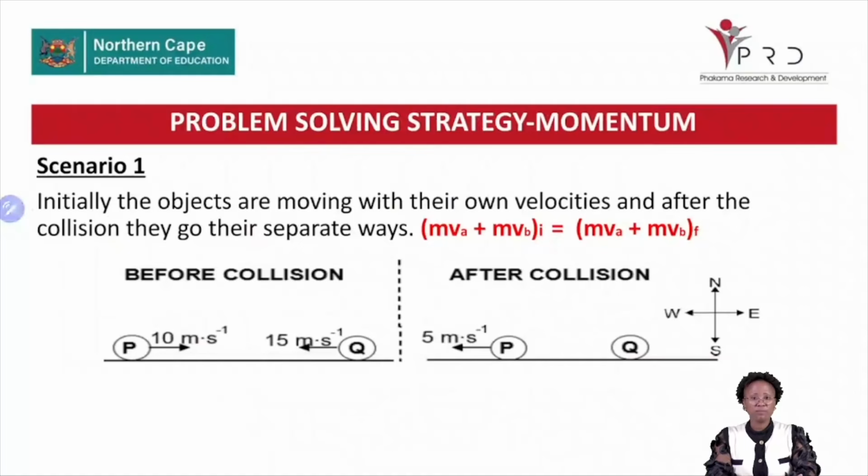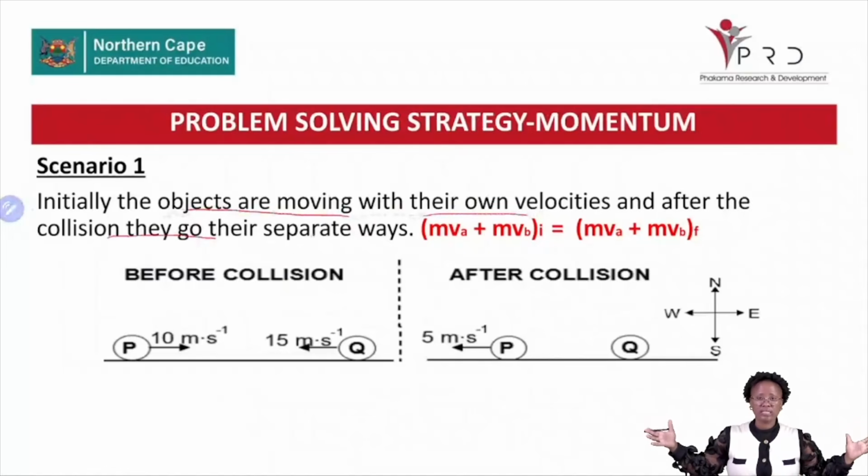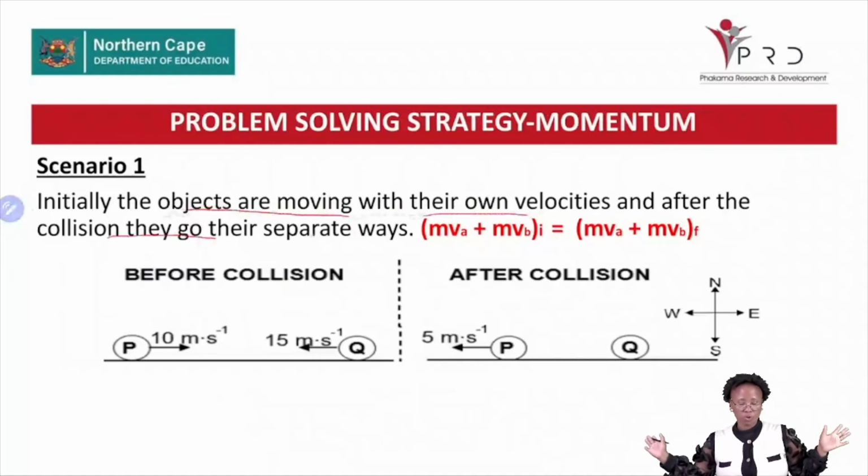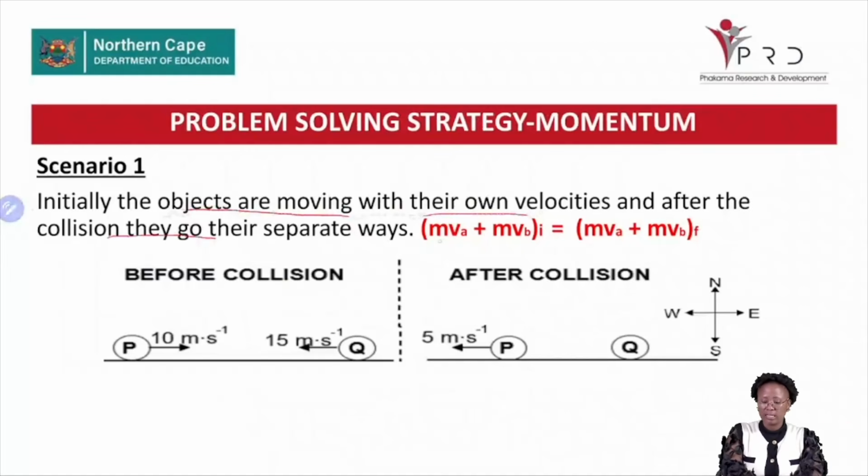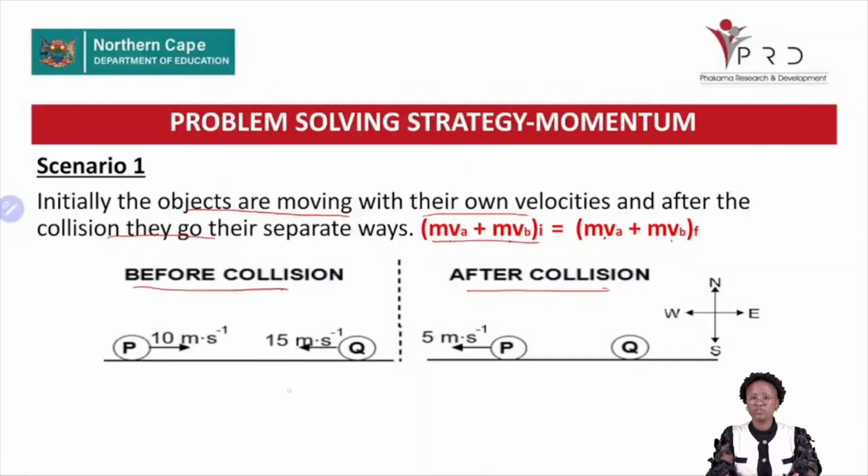Now, when I practice momentum, normally I practice it in different scenarios. I look at 3 types of scenarios. Firstly, initially the objects are moving with their own velocities, and after the collision, they go their separate ways. Like I have objects P and Q moving with their own velocities. They collide. After the collision, they go their separate ways. How do I write the formula? That is how you write the formula. This will be the momentum for P and momentum for Q before the collision, or initial, and then momentum for P and momentum for Q final. So as I've seen here, I'm given before collision, after the collision. In this scenario, they've already given you the drawing.